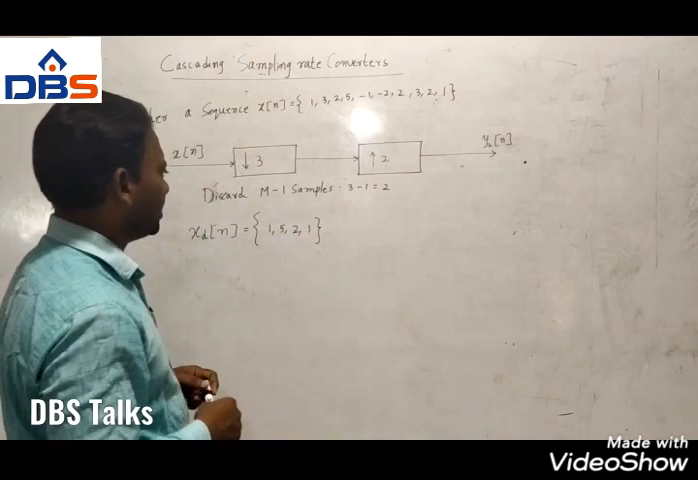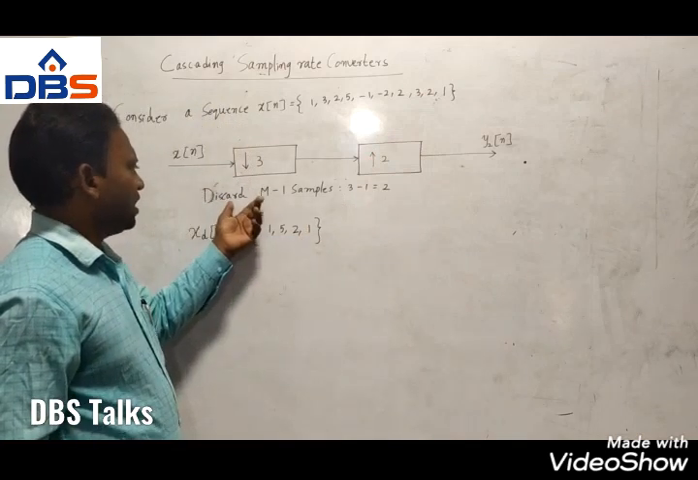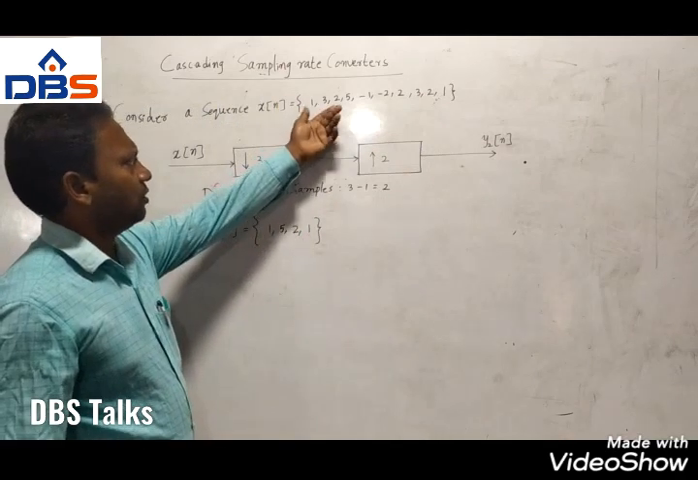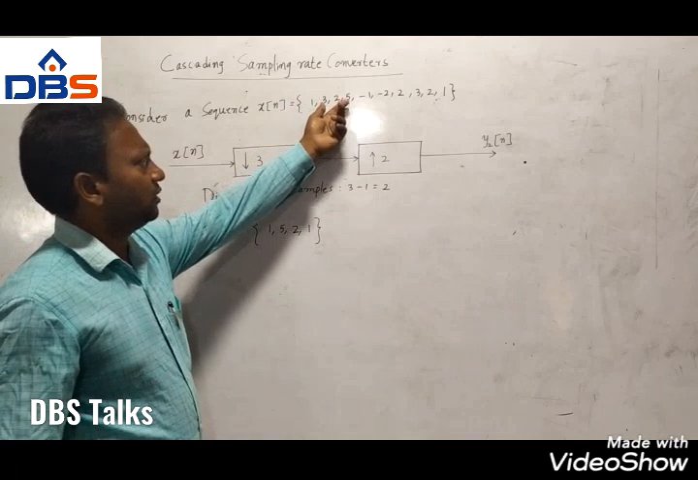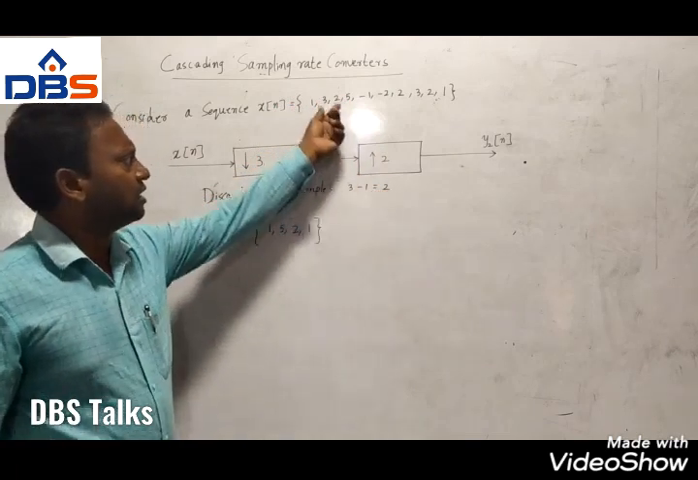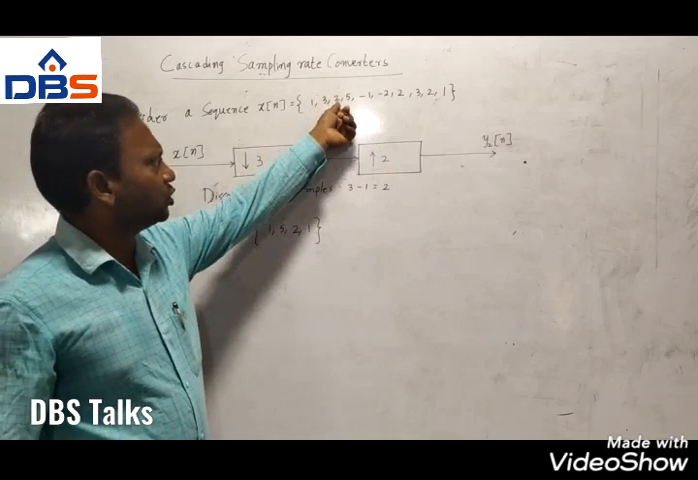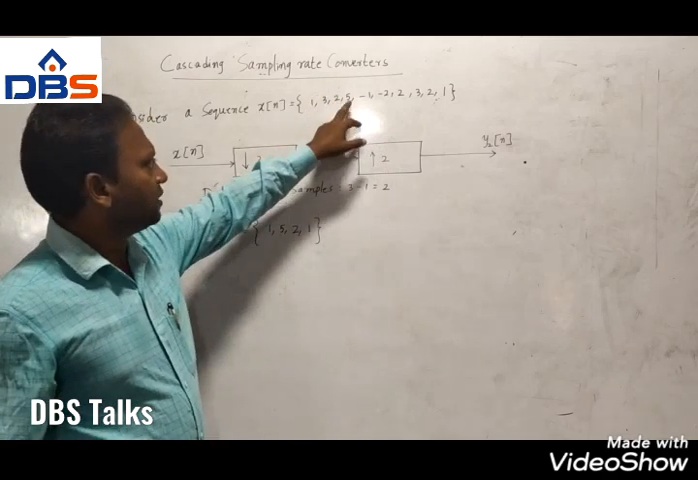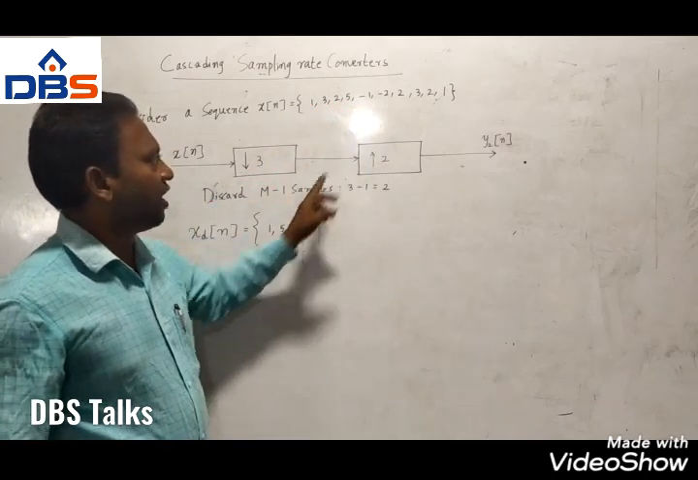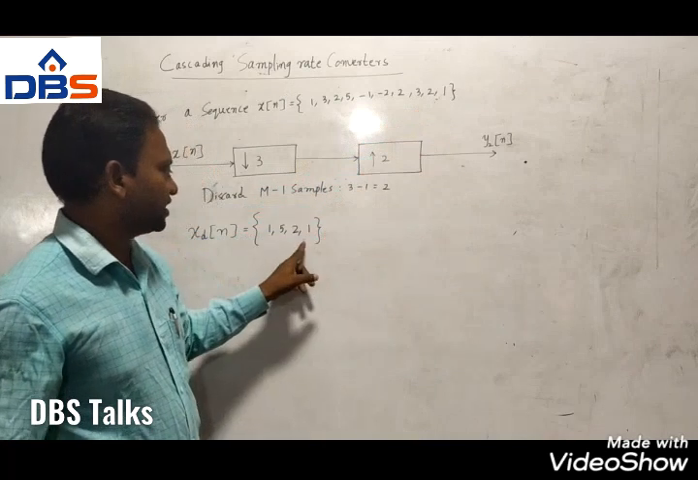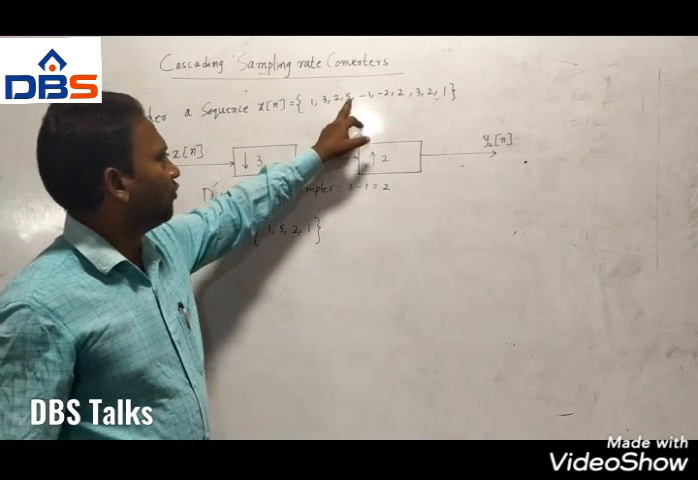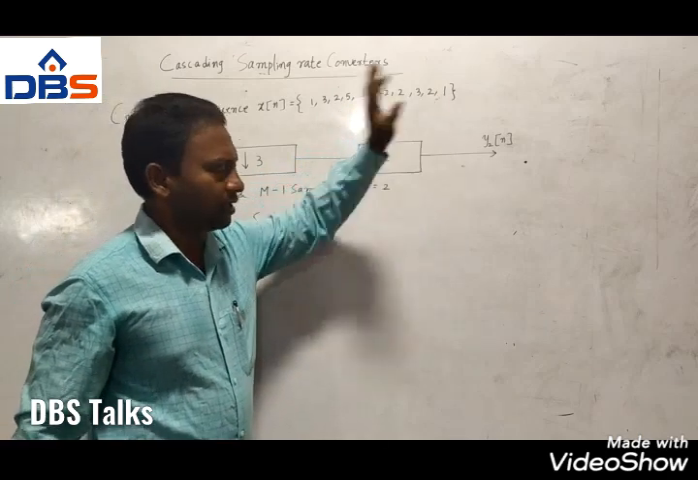Okay, so this is very clear, right? So discard M minus 1 samples between 2 adjacent samples. It means first you take the first sample, then you discard M minus 1, which means 2 samples. 3 and 2 are discarded. 5 is taken. After that 2 samples are discarded. Then 2 is taken. After that 2 samples are discarded. 1 is taken. Total 4 samples you get, right? So 1, 5, 2 and 1.